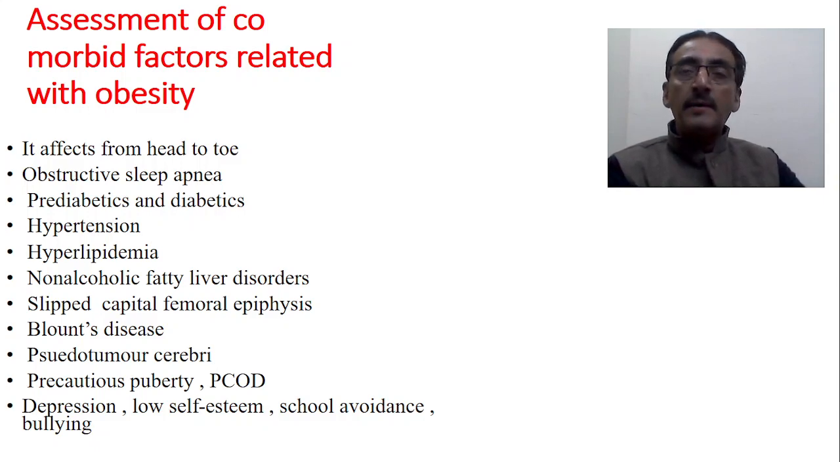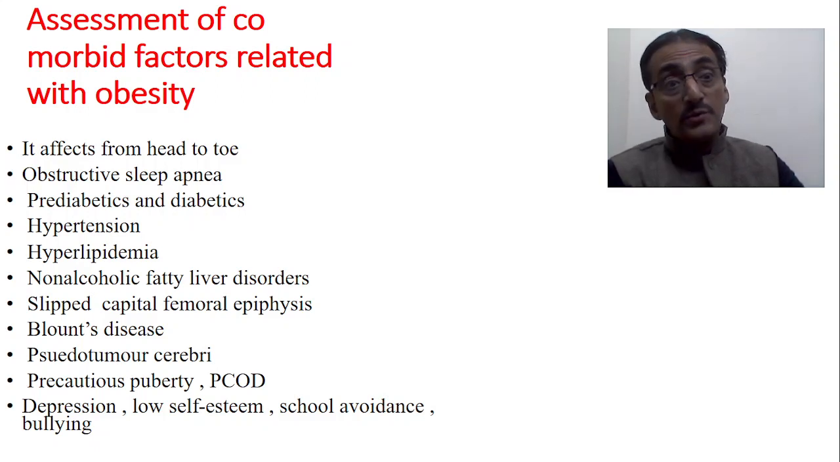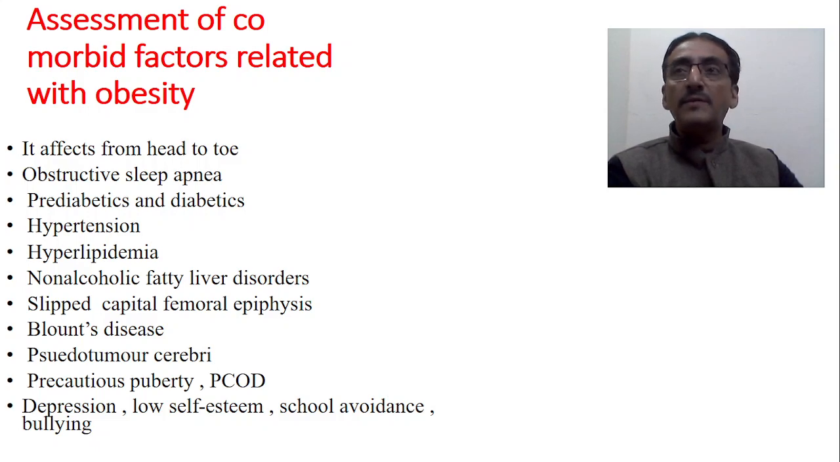Then the second important comorbidity because of obesity is pre-diabetes and diabetes. The child is definitely more prone to either a pre-diabetic or diabetic condition. The child is definitely more prone to hypertension in future, hyperlipidemia in future. The child is more prone to non-alcoholic fatty liver disorders in future. The child is more prone to slipped capital femoral epiphysis. This is very important, one of the orthopedic problems because of obesity. We call it SCFE, slipped capital femoral epiphysis. This is quite common in obese children.